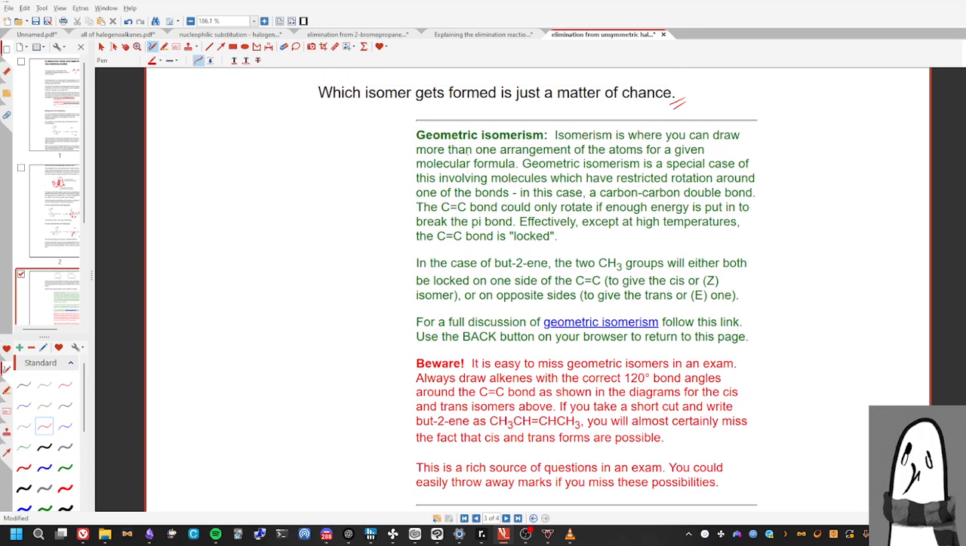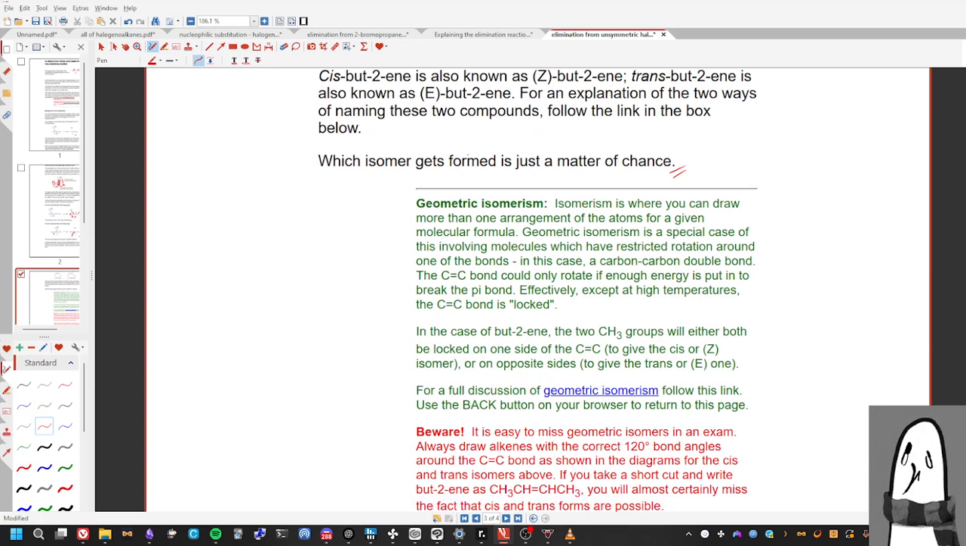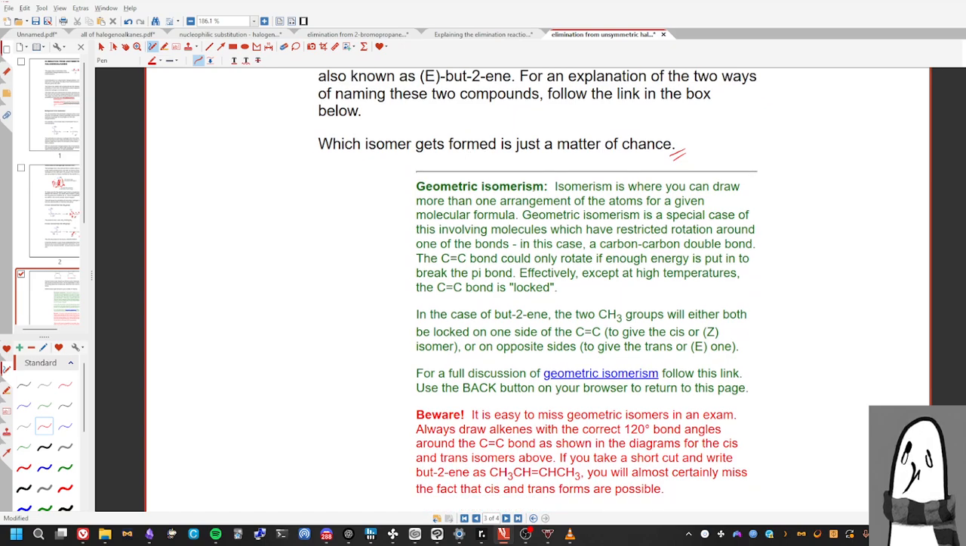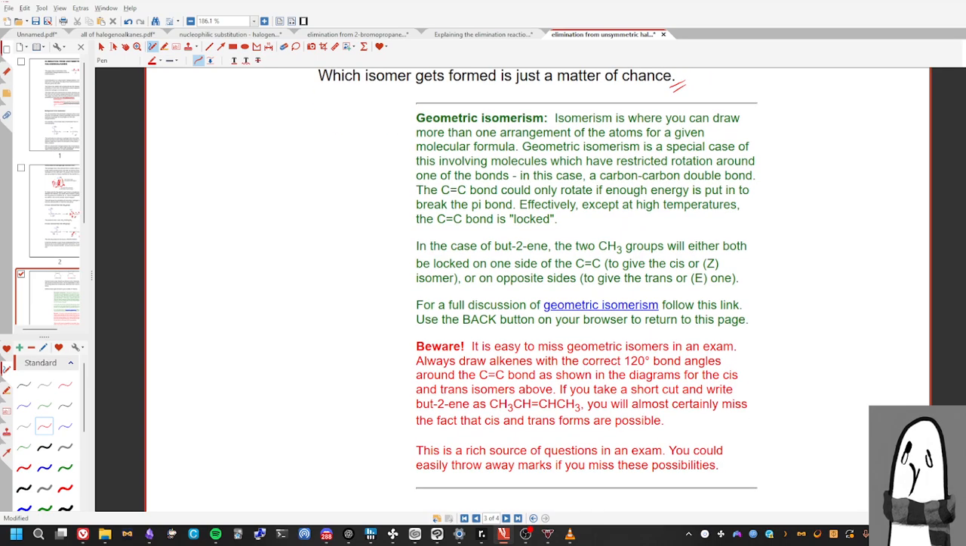Oh my god, okay, that's a lot of text. So now we're talking about what is geometric isomerism, right? Geometric isomerism is where you can draw more than one arrangement for a given molecule. It's a special case where the molecule has restricted rotation around one of the bonds. A carbon double bond could only rotate if enough energy is put in to break the pi bond. Effectively, at normal temperatures, the C=C bond is locked. In the case of but-2-ene, the two CH3 groups will either both be locked on one side to give cis or Z, or on opposite sides to give trans or E.